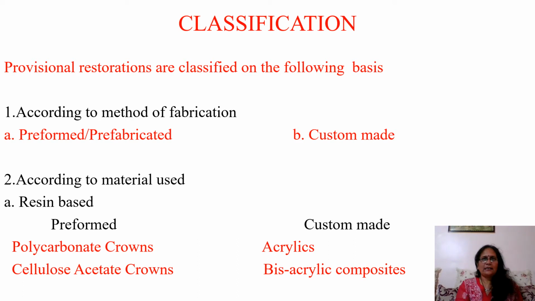Provisional restorations are classified on the following basis: according to method of fabrication, according to material used, according to technique of fabrication, according to duration of use. According to method of fabrication, they are divided as preformed or prefabricated and custom made. According to material used, resin based and metal based. Under resin based, the preformed ones are polycarbonate crowns, cellulose acetate crowns, and custom made are acrylics and bisacryl composites.